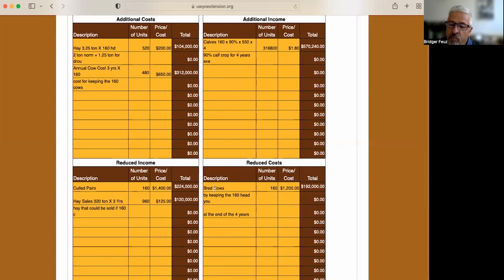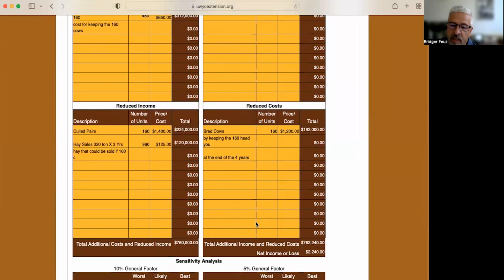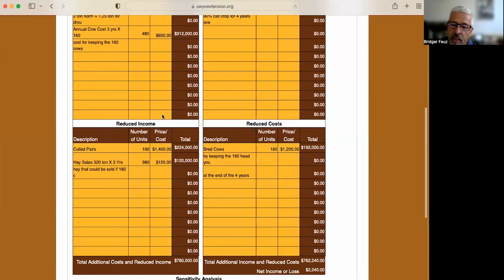So we would have to buy bred cows. So if we bought bred cows, 160 head, that's $1,200 or $192,000, right? So by keeping the 160 head, you wouldn't have to expend this cost. But if we sold, we would have to expend this cost of $192,000. So how does this partial budget work? So at the end, we add up the additional costs and reduced income and get a total of $760,000.